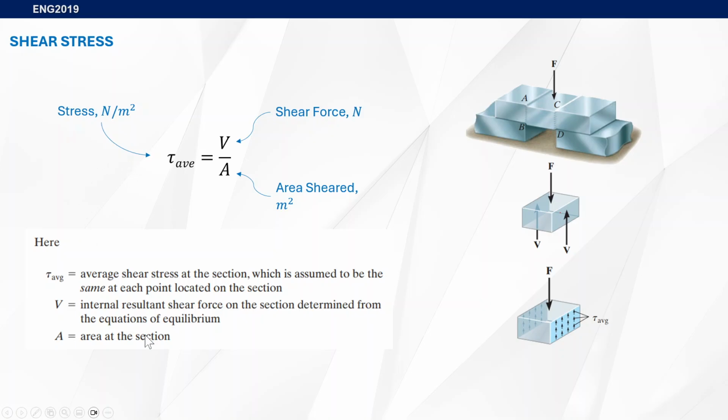Okay, so V here is the internal resultant shear force on the section determined from the equations of equilibrium. Normally this goes F equals 2V, and if you're looking for V, you get the F first. So you just have to divide that applied force by 2, since there are two shear forces. And of course, the area of the cross section usually is provided as well.